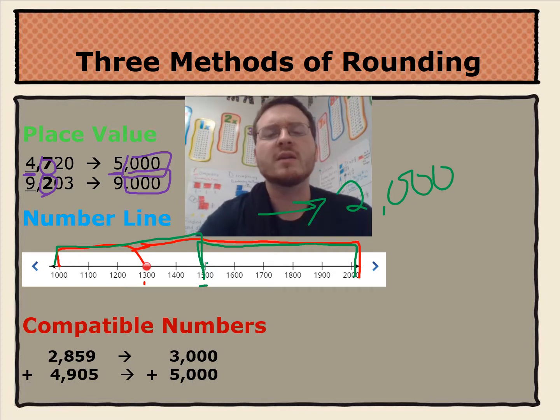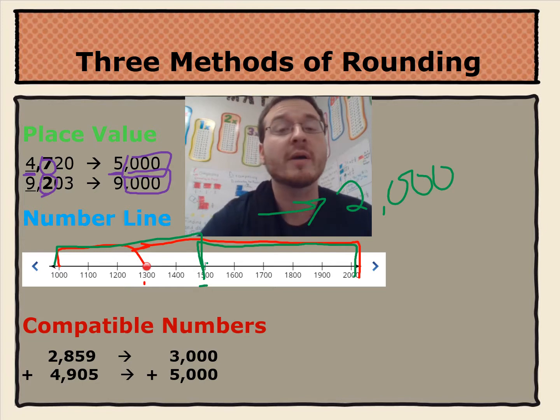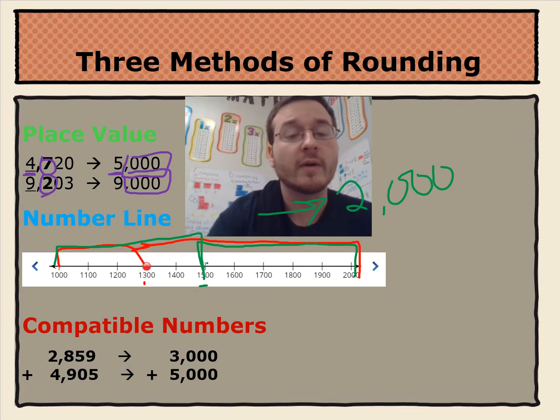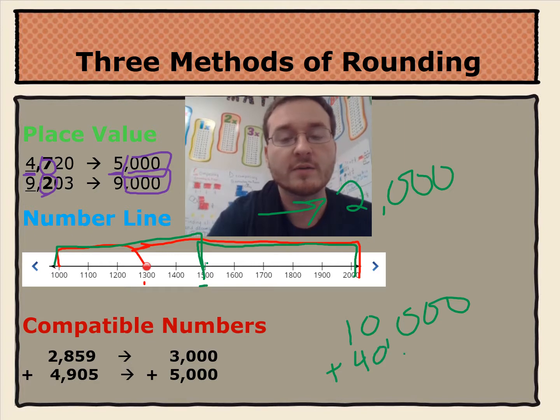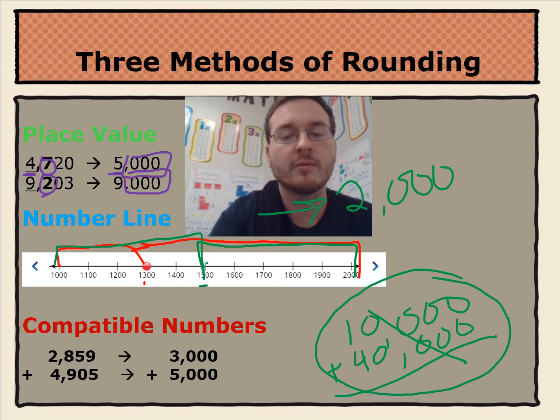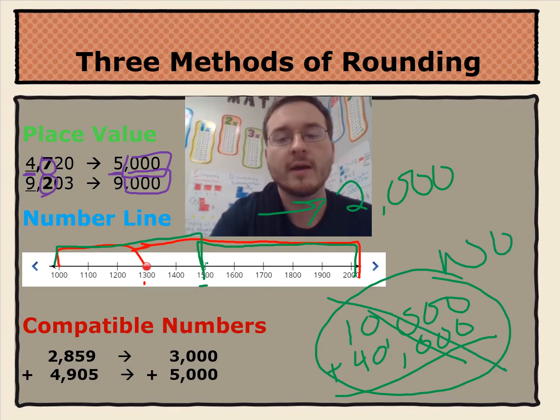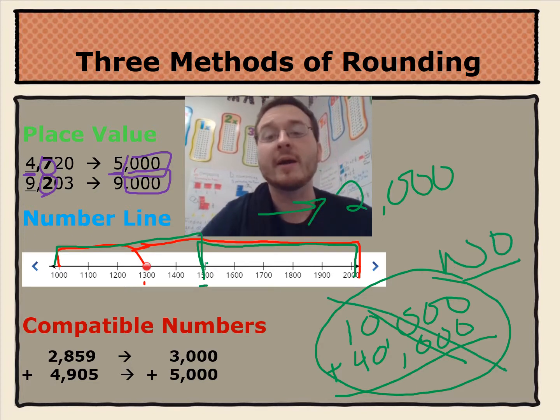But you may look at this and not want to use 3,000 and 5,000. You may want to use 2,900 and 4,900 because that just may work better for you. Or you may prefer 2,850 plus 4,900. Doesn't matter what you choose as long as it's reasonable. So what I mean by that is don't look at this problem and decide to give me 10,000 plus 40,000 because unfortunately that's just not reasonable. Okay? So keep that in mind.